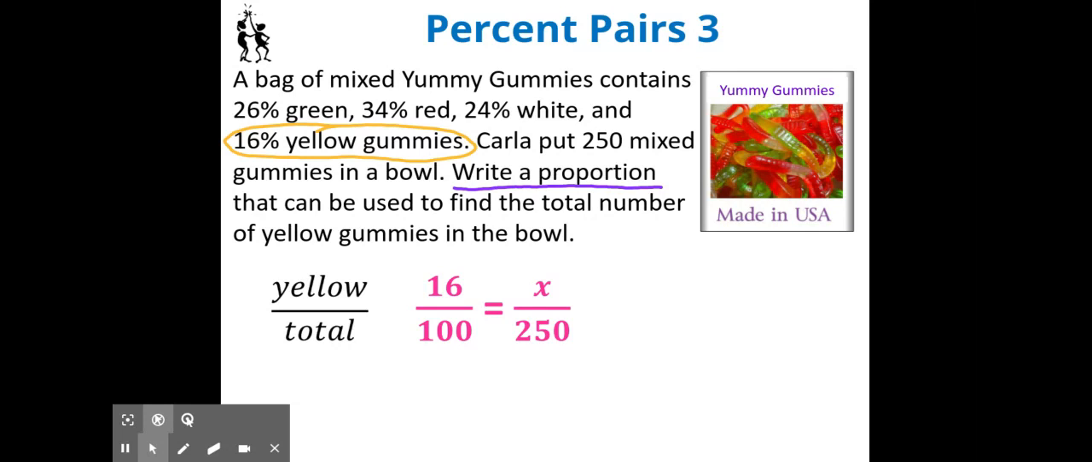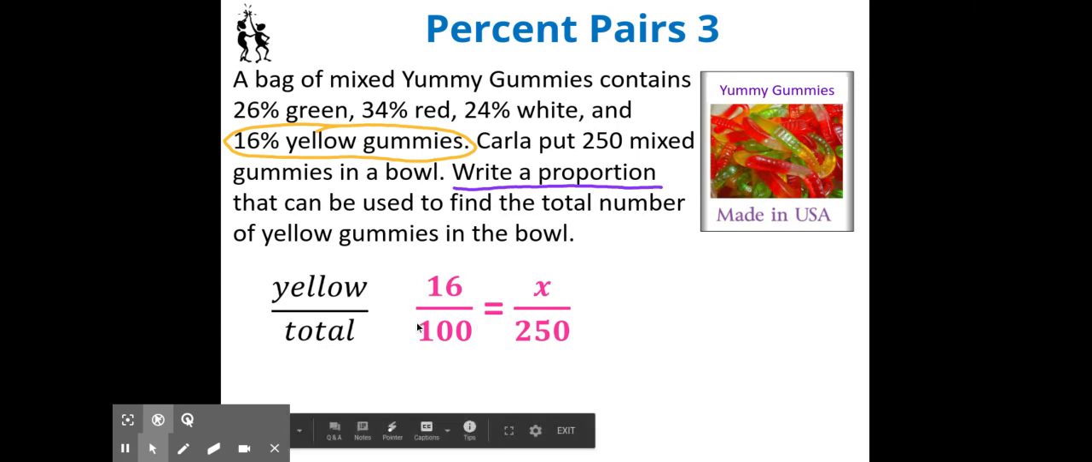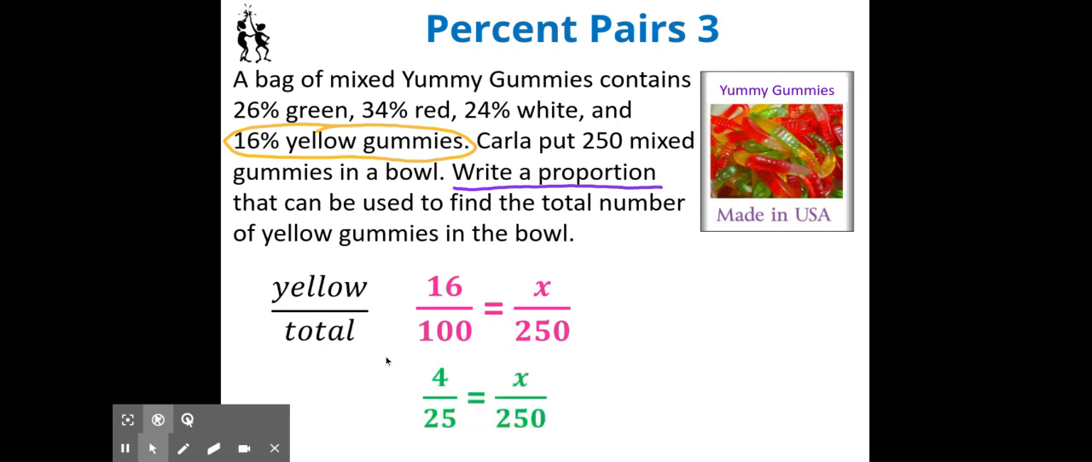You also could have written a proportion where you simplified the first ratio. 16 100ths can also be written as 4 25ths. So if you've got the pink one, excellent. If you have the green one, even better, because that one has been simplified. But you still might be like, mine does not match either one of those.